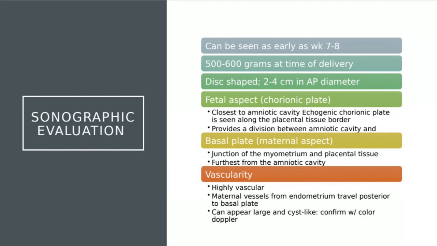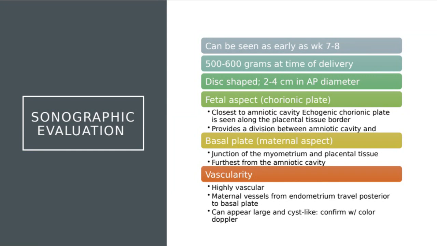So we have the chorionic plate and then the basal plate. The chorionic plate, the fetal aspect, is going to be closest to those fetal contents, so closest to the amniotic cavity. You're going to be able to see that echogenic chorionic plate along that placental border. It's going to help provide a division between the amniotic cavity and the maternal aspect.